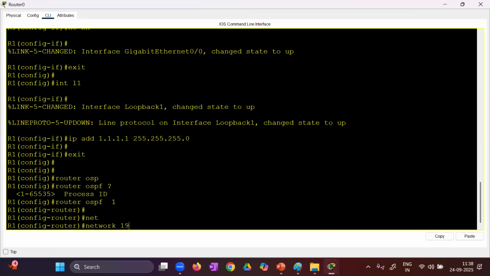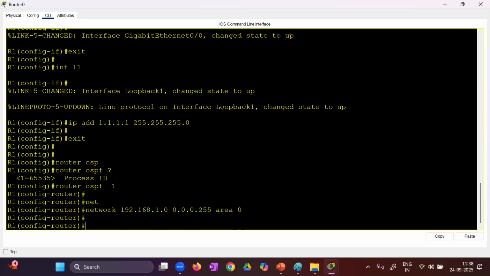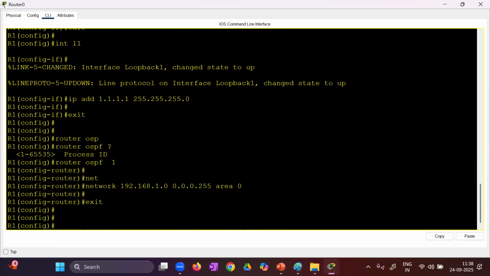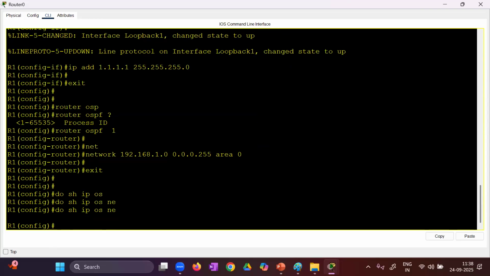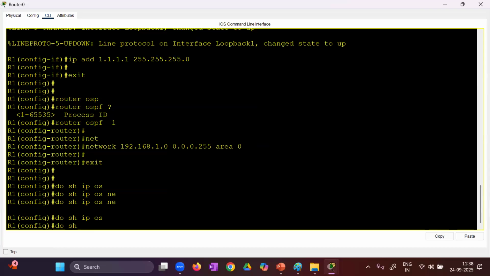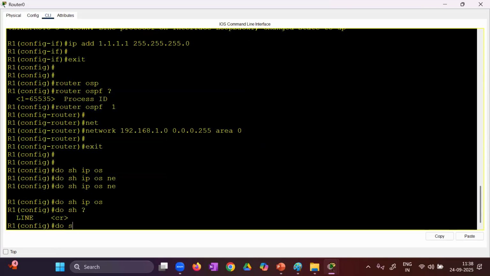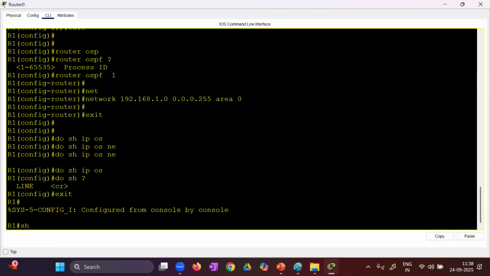Network is what? 192.168.1.0 0.0.0.255. Why? Because it is /24. And what is the area? 0, let's consider. Done. Advertised. Now, to show IP OSPF. Never. To show IP. This is the problem with the Cisco Packet Tracer.